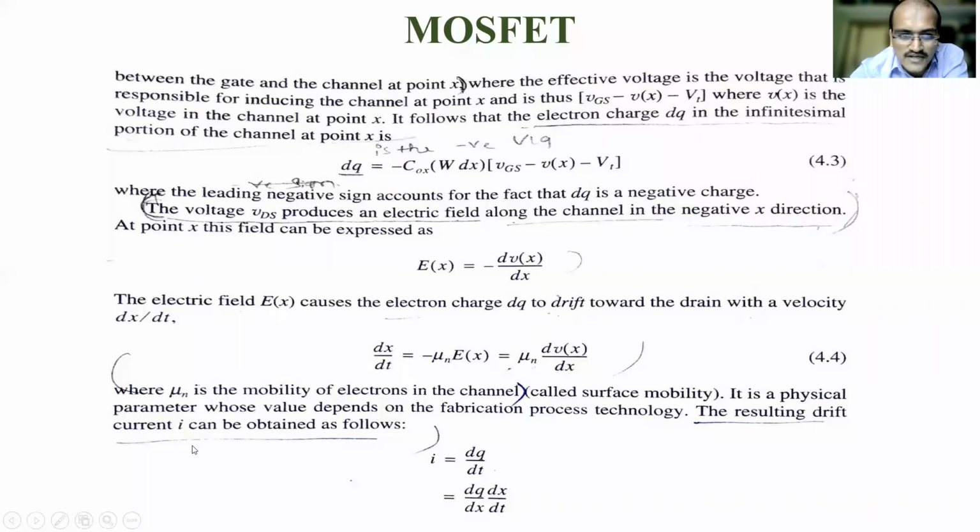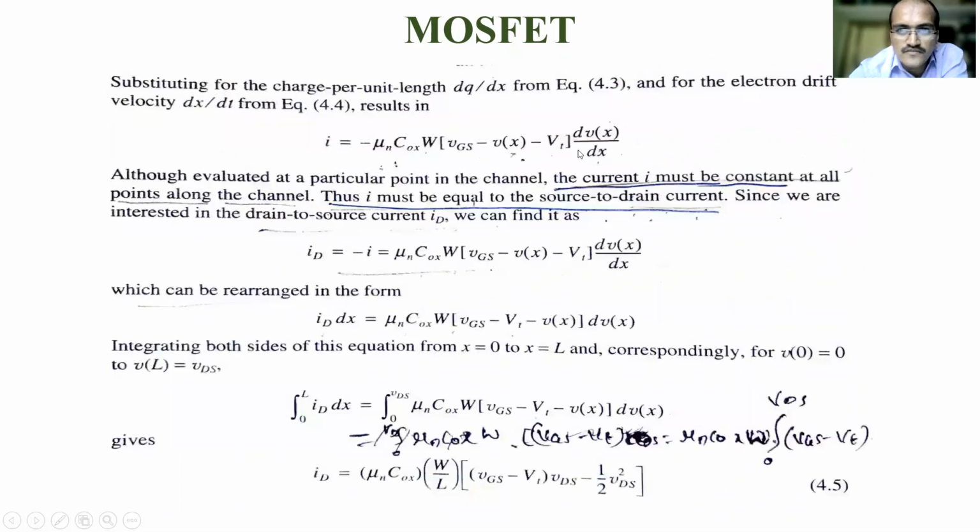The resulting drift current I can be obtained as dq by dt. You know current is nothing but the rate of flow of charge. So dq by dt can be written as dq by dx into dx by dt. The dx term I take in the denominator, and whatever term remains I write there, multiplied by dx by dt. Then your equation looks like this: minus mu n COX W (VGS minus V of x minus Vt) dVx by dx.